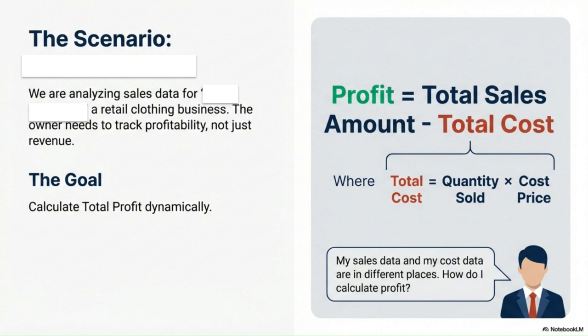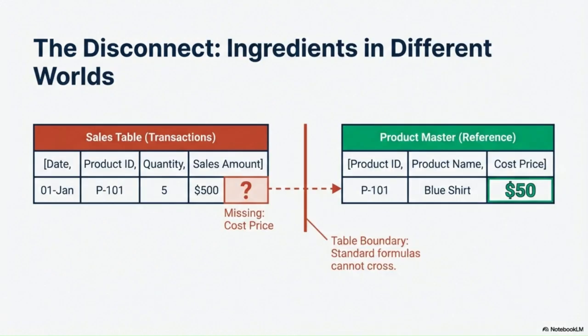Let's start with a real business scenario. We are analyzing the sales data for a retail company. The business wants to calculate profit, not just sales. Profit is calculated with the normal formula: profit is equal to sales amount minus the total cost. But here's the challenge. Sales data exists in one table, and cost data exists in another table. So how do we bring them together efficiently?